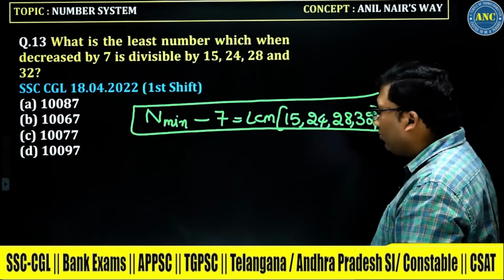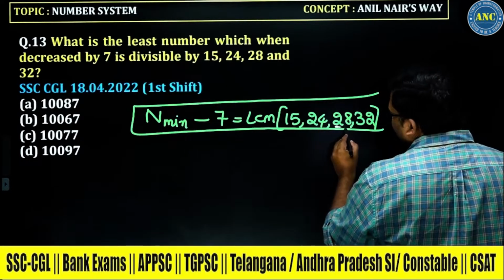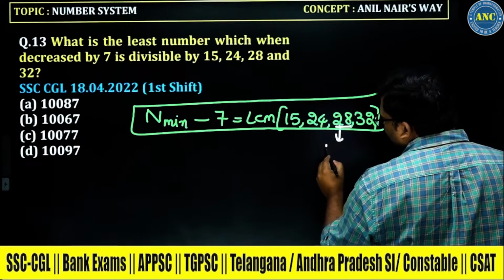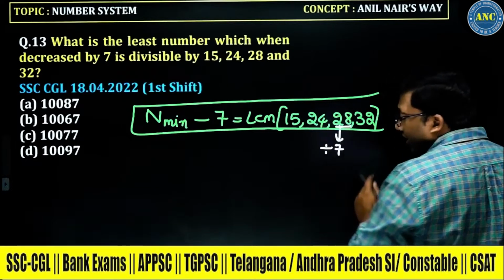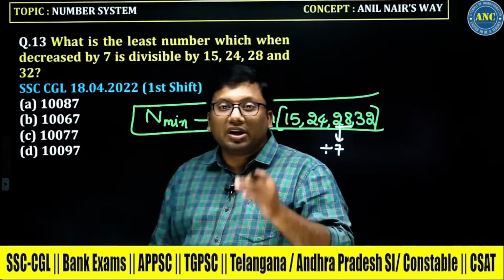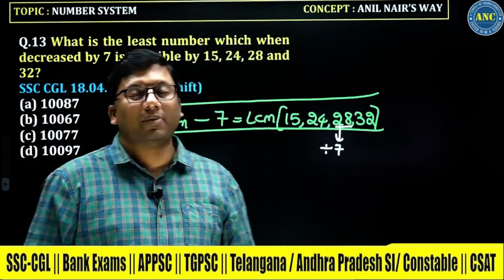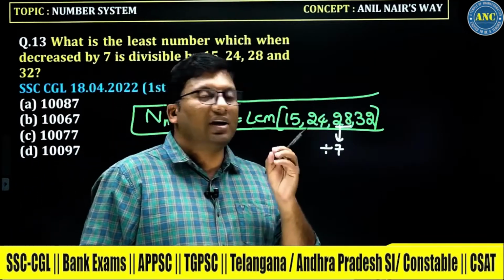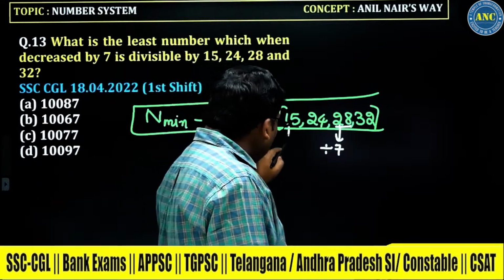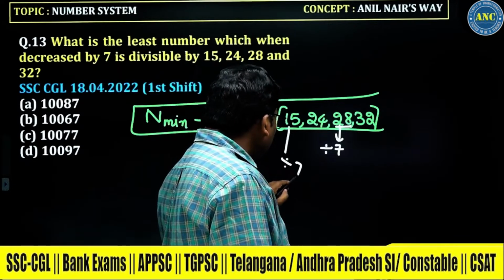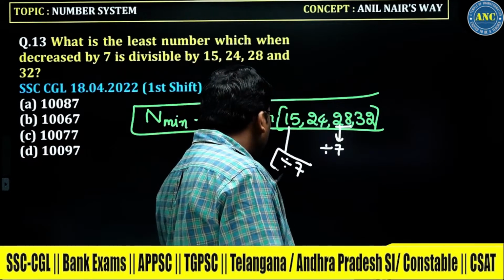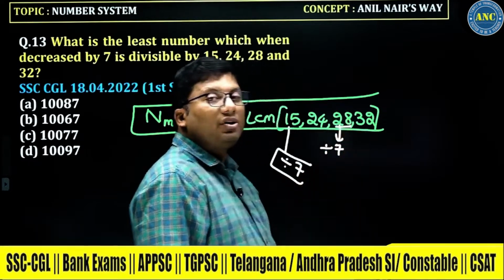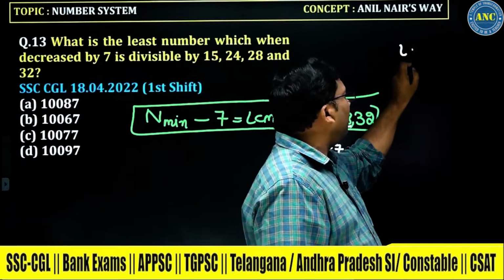Now see here, always look into the LCM, here one number is divisible by 7. Whenever you are finding an LCM, if the input has one number divisible by 7, the output is also divisible by 7. Input one number divisible by 7. Take this example.